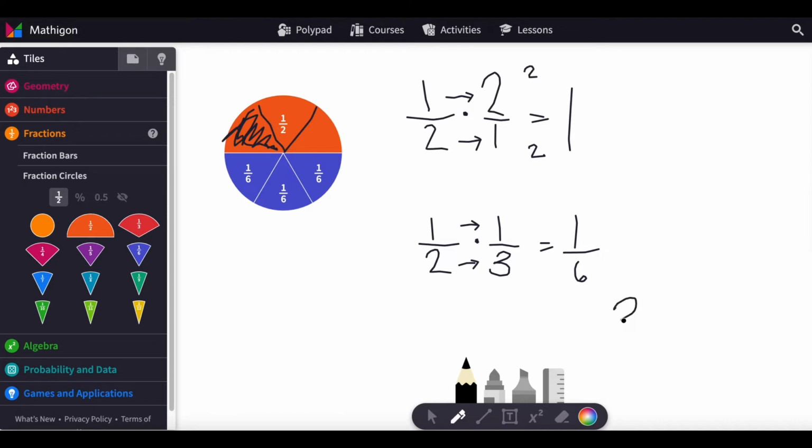Let's say we're doing 2/3 times 5/6. 2 times 5 is 10. 3 times 6 is 18. Those are both even numbers, so we can divide them both by 2. 10 divided by 2 is 5. 18 divided by 2 is 9. So when we multiply those, we would simplify it to 5/9.